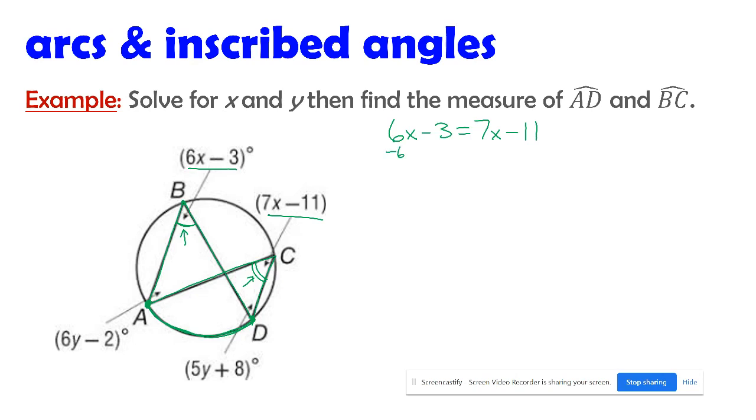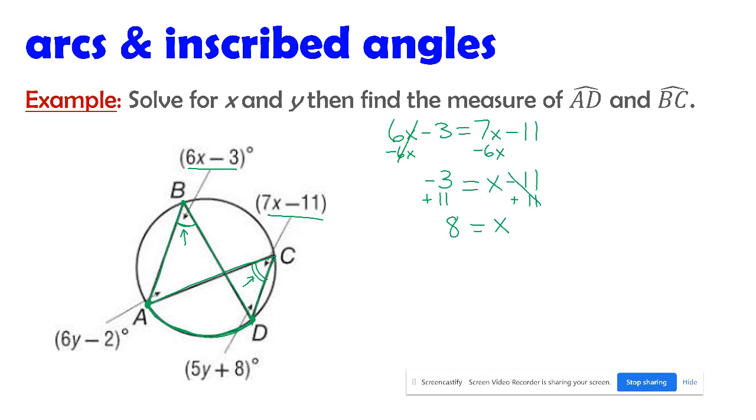I'm going to start by subtracting 6x from both sides because I know that's going to give me an x on the right side. Still have minus 11. Over here on the left, I still have a negative 3. Now all I have to do is add 11 to both sides. And I get that x is equal to 8. So I know x is equal to 8.